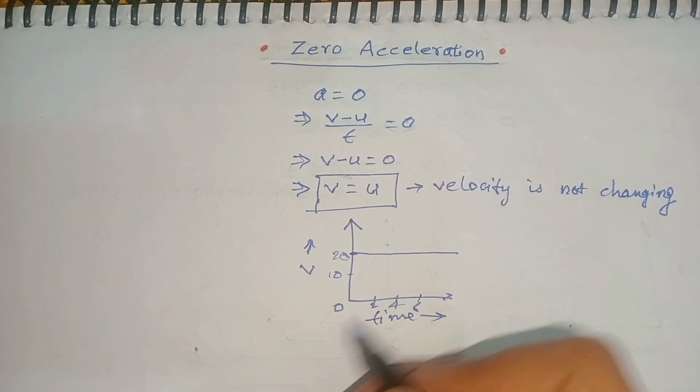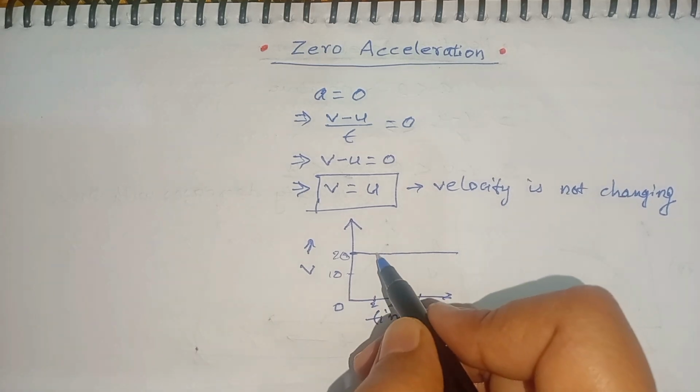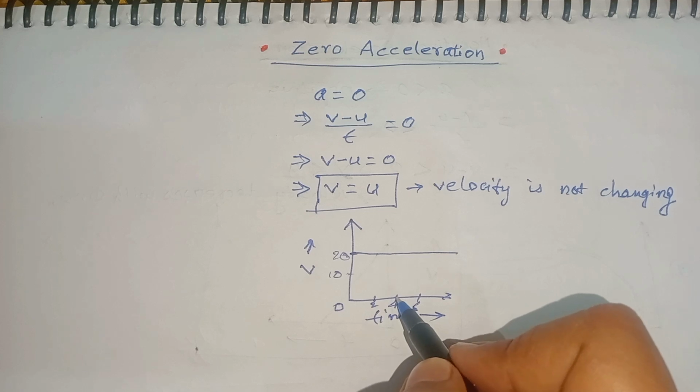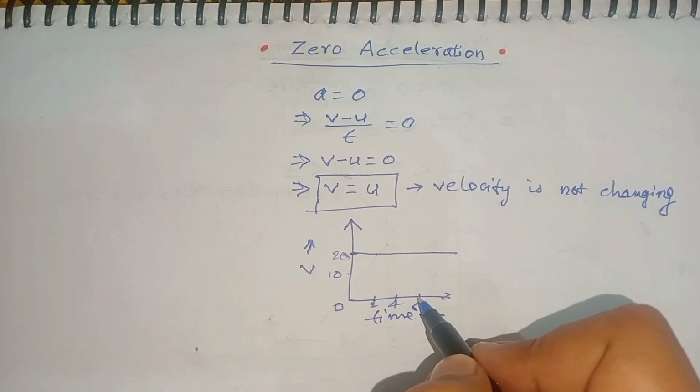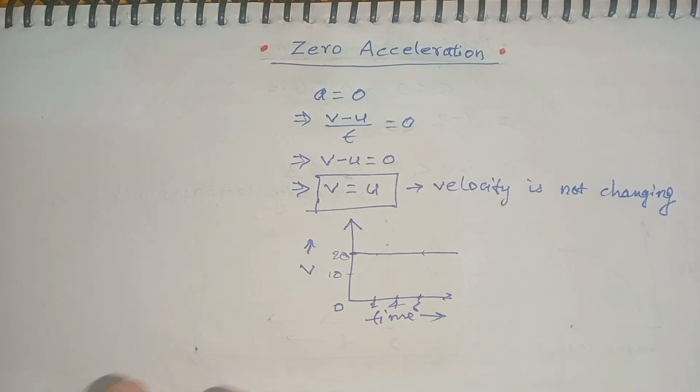Now read the graph. What is the velocity at 2 seconds? It is 20. What is the velocity at 4 seconds? It is 20. The velocity at 6 seconds is again 20. It means that velocity is not changing. Okay, this is the zero acceleration case. This is the graph.